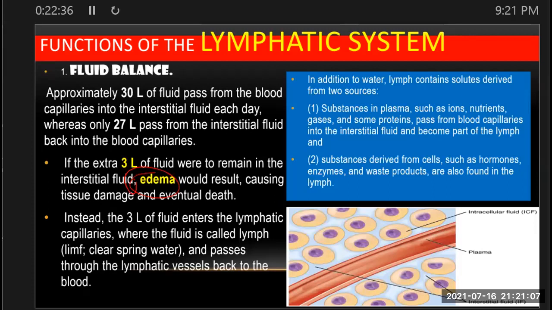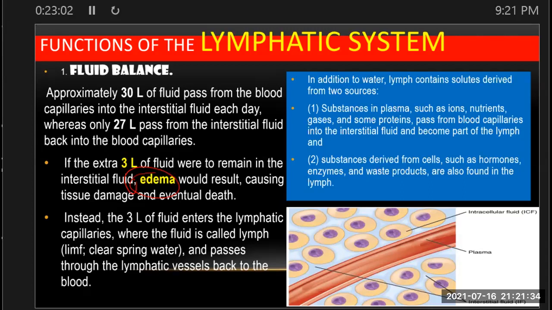As soon as the interstitial fluid enters the lymph capillaries, it's called lymph. Returning the fluid to the blood prevents edema and helps to maintain normal blood pressure and volume. In addition to water, the lymph contains solutes derived from two sources: substances in plasma and substances derived from the cells, such as hormones.